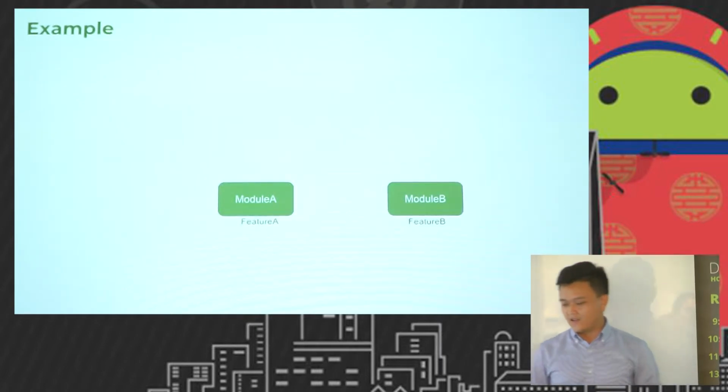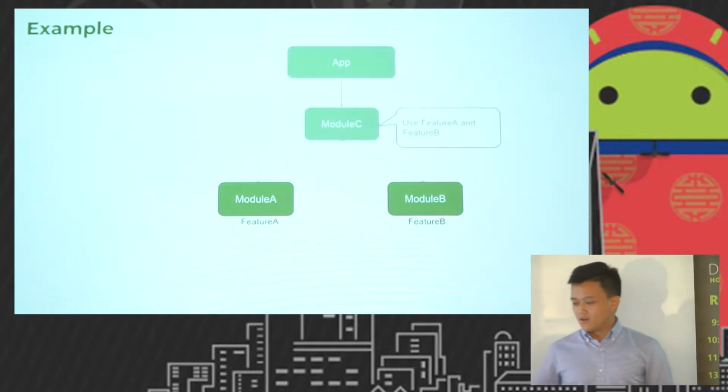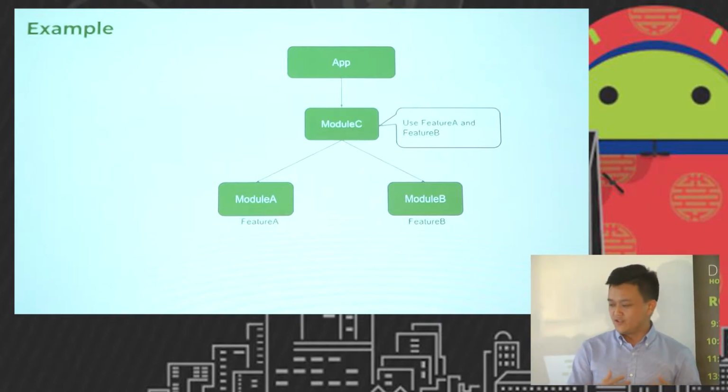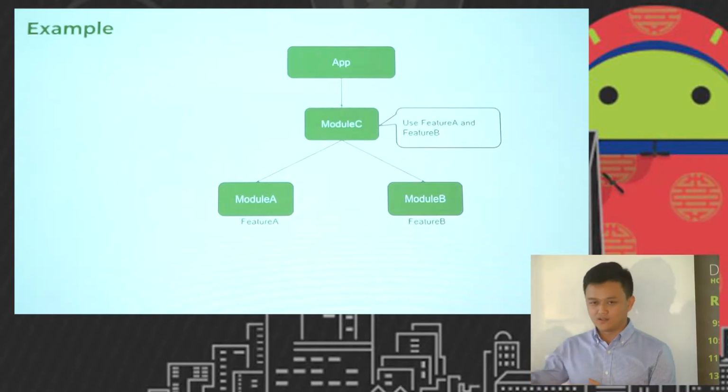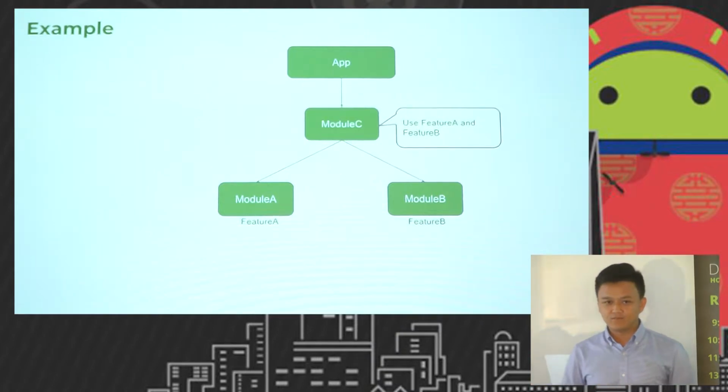Let's say I have two modules, module A and module B. Module A has feature A and module B has feature B. Now module C needs to use some of feature A and feature B. It looks like the image. So what is the problem here? First, when you hit the build button, module C has to wait for module A and module B to be built before building module C.